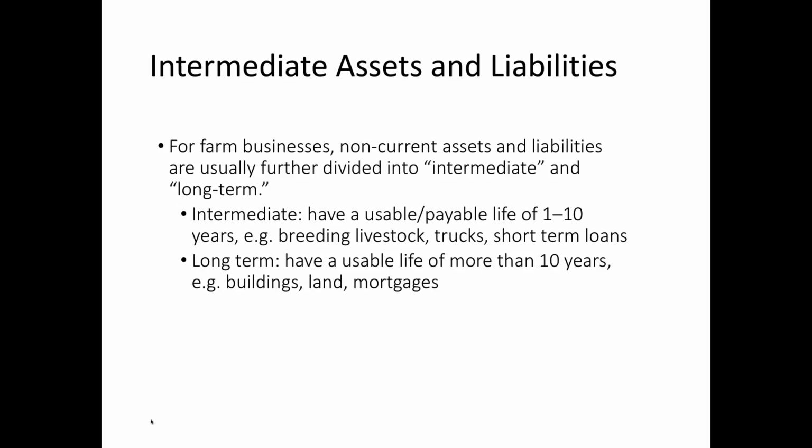Now, what about the intermediate? This is where most agriculturalists operate, either in current or intermediate assets. If you look at intermediate, it's anything that has a 1 to 10 year life. Essentially, any of your productive assets are intermediate assets. Short-term loans that span more than 1 year. If it's anything but an operating loan that you use during the production in that year, it's an intermediate liability. And the long-term are buildings, lands, and other things that have mortgages. So your equipment, your breeding stock, those kinds of things are intermediate. Your permanent structures, buildings, land, and mortgages are long-term.